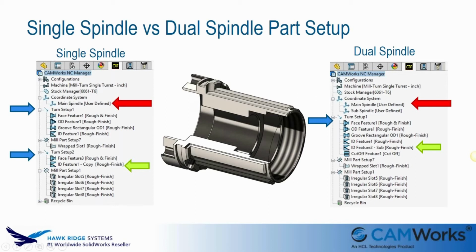When we look at a dual spindle setup, when we're talking main and sub-spindles, we have one turn setup. You'll see the blue arrow on the right-hand side is pointing to just a single turn setup. There are not multiple different turn setups in there. But the features inside of them will have the settings to control whether it's on the main or on the sub. And you'll see I have the same ID feature, but it's all included in the one turn setup.